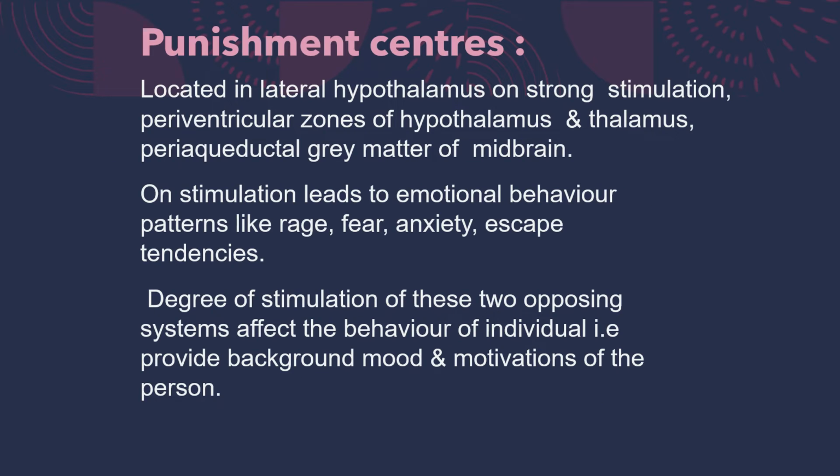And the punishment center is located in the lateral hypothalamus on strong stimulation. So on mild stimulation, the lateral hypothalamus is the reward center, and on strong stimulation, it is the punishment center, and also the periventricular zones of the hypothalamus and thalamus, and the periaqueductal gray matter of the brain. Stimulation of the punishment center leads to emotional behavior patterns like rage, fear, anxiety, and escape tendencies. The degree of stimulation of these two opposing systems, the reward center and the punishment center, affects the behavior of the individual, that is, it provides the background mood and motivations of the person.